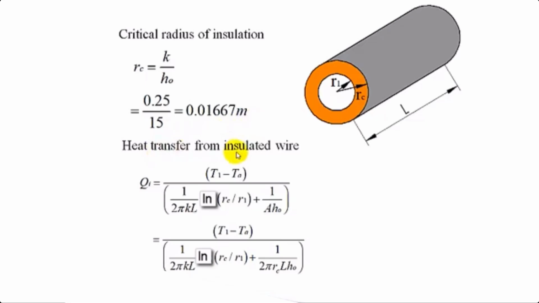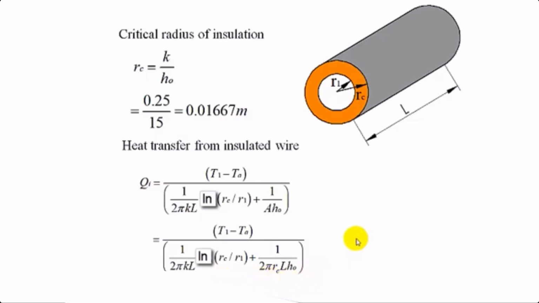Now heat transfer from an insulated wire you can calculate. We have the formula: T1 minus Ti divided by 1 by 2 pi KL log Rc by R1 plus 1 by h naught. Now we got the critical radius. You can substitute the critical radius. R1 is already known. Thermal conductivity, length is known, 10 meter. So 1 by h naught, area is 2 pi Rc L. Area is 2 pi Rc L h naught. So this is a formula to find out the heat transfer from the insulated wire.